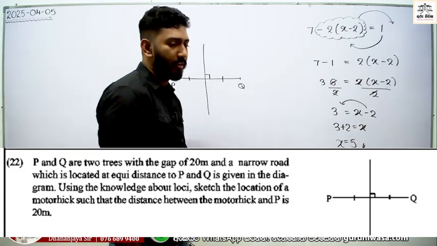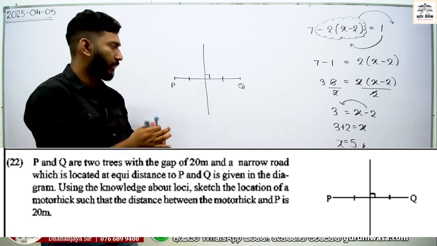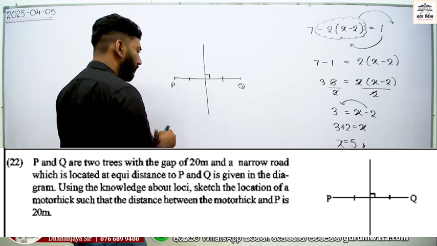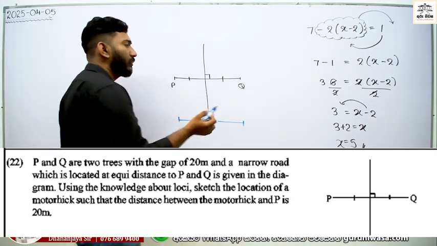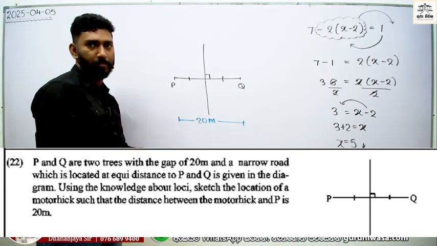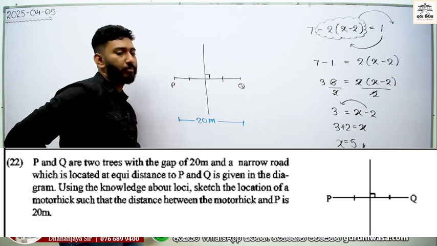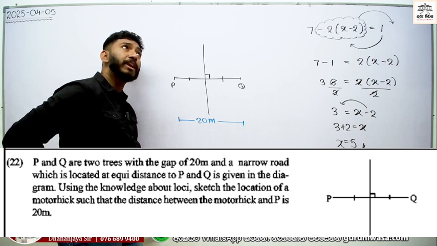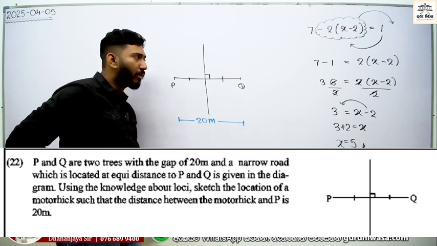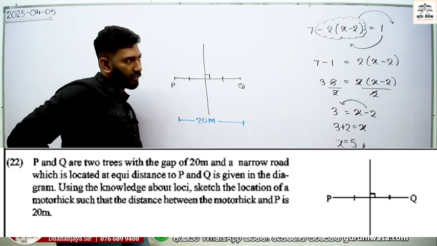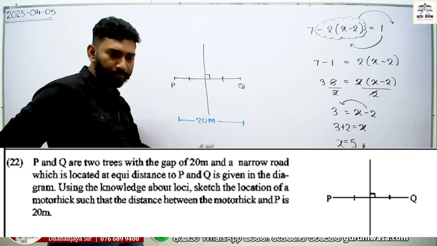Right. Now I want to find the answer. P and Q are two trees with a gap of 20 meters. P and Q, 20 meters. Two trees that are 20 meters apart. Now there are two points, P and Q. Right? And the narrow road is located equidistant to P and Q. P and Q means there are 2 points. What is the answer? Perpendicular bisector. That has been drawn for us. This was done for you. The perpendicular bisector is given.